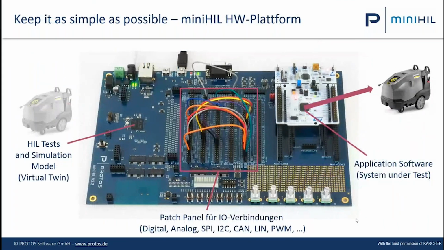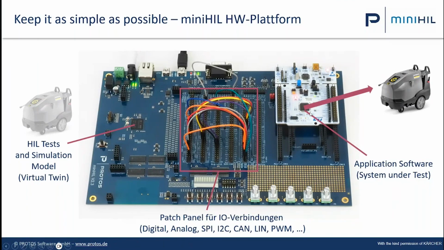So how do we do this all together? Keep it as simple as possible. The miniHIL hardware platform is a relatively simple hardware platform with a lot of features, of course. Here on the right, you see a regular evaluation board of an STM32. You can just plug it on. For many other processors, you can use an adapter we have, or we build a special adapter. That's not hard to do for any microcontroller. So the system under test is essentially this microcontroller, and we test it at the pins of this microcontroller.